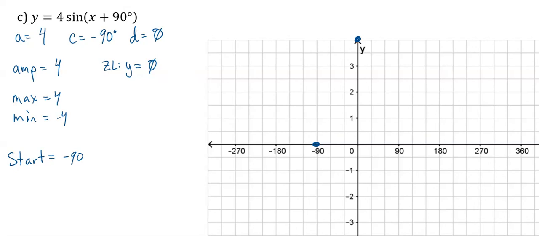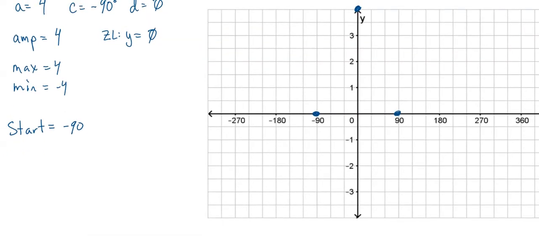3 more squares back to the 0 line. 3 more squares down to the minimum. 3 more squares back to the 0 line. And there you go. There's one cycle of that graph. It still looks like sine. It looks taller, but it still looks like sine.